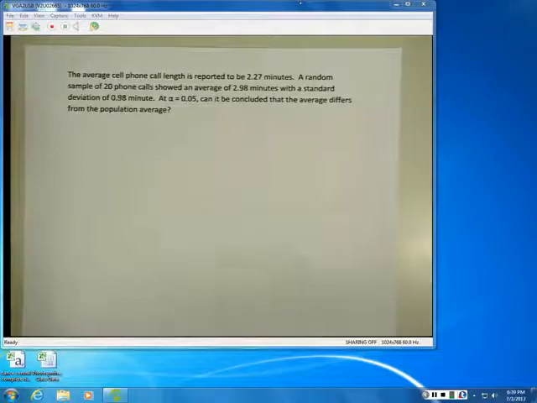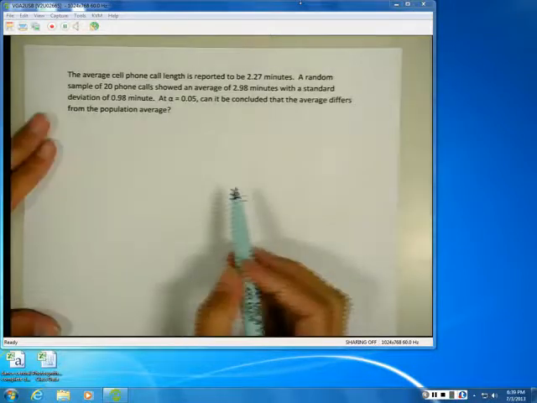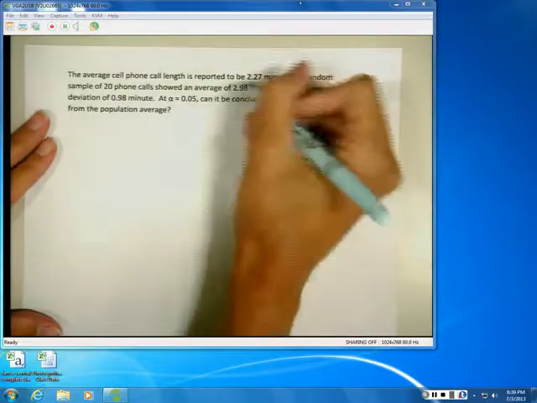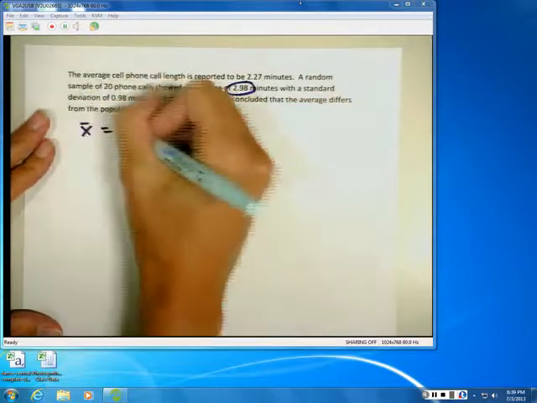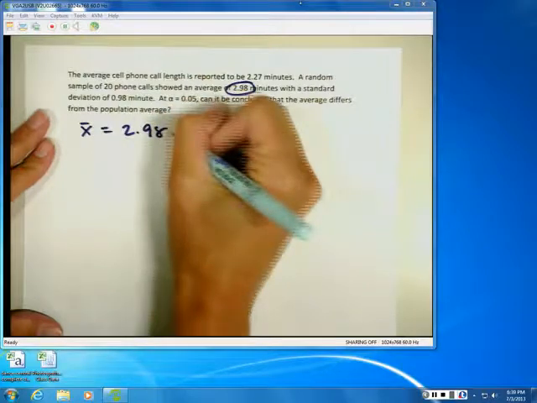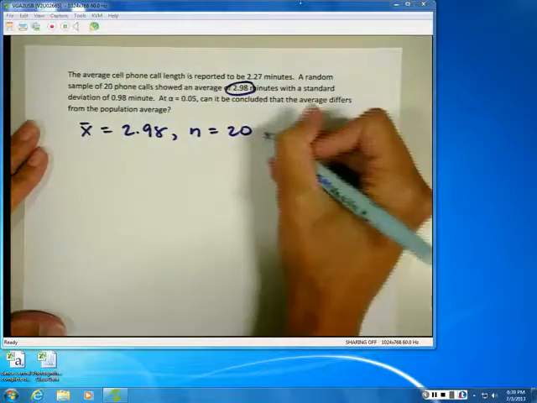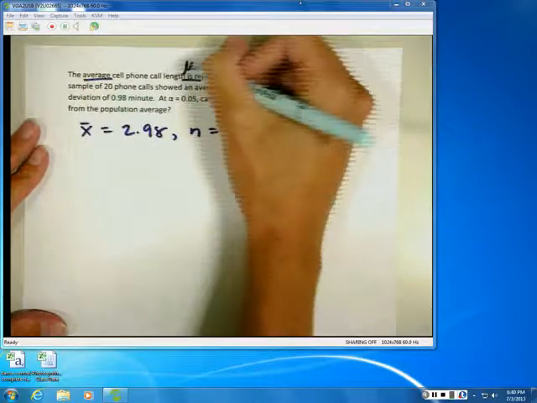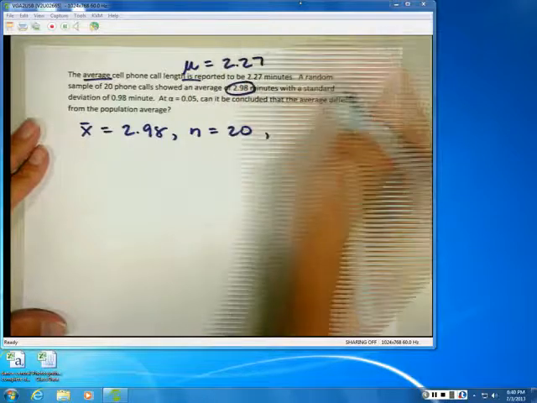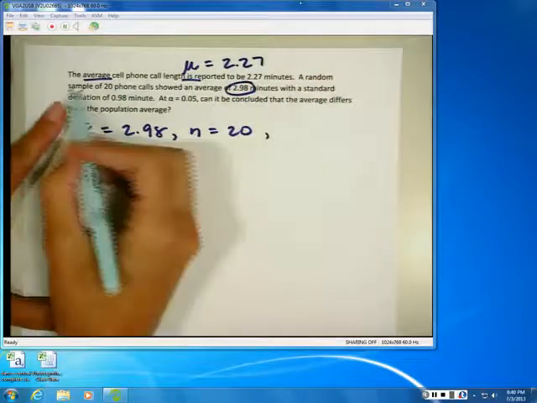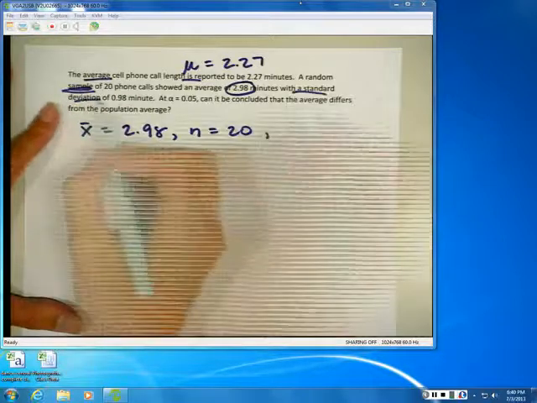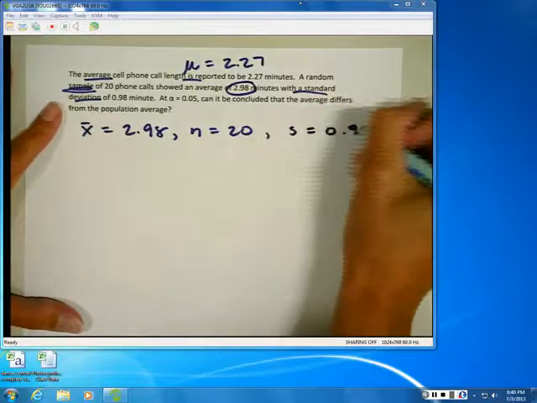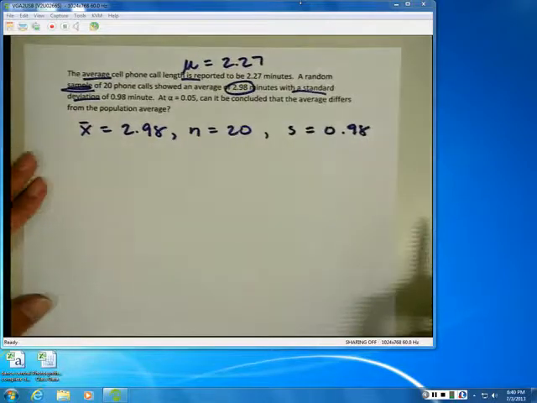The average cell phone call length is reported to be 2.27 minutes. A random sample of 20 phone calls showed an average. Okay, so let's write some things down. X bar is 2.98. N is 20. The average is reported to be, so mu is 2.27. And the random sample's standard deviation, so we have S is 0.98. Can it be concluded that the average differs?